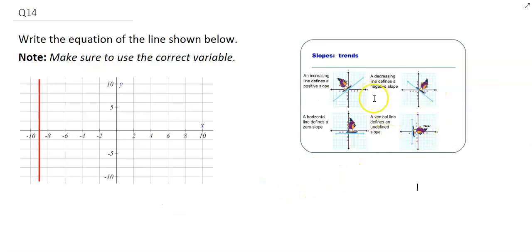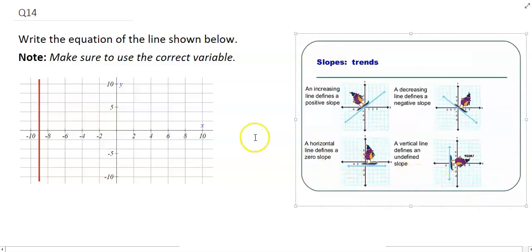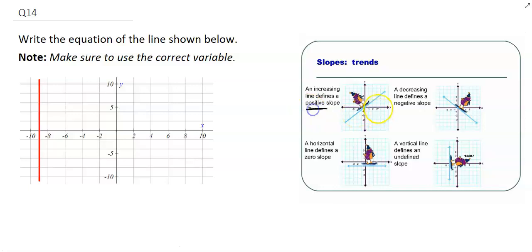Okay, I put this here for you to have a good view of the different inclinations of the line. When the line is inclined to the right, you have a positive slope. When it's inclined to the left, it's a negative slope. If it's horizontal, your slope is 0. And if it is vertical, it's undefined.